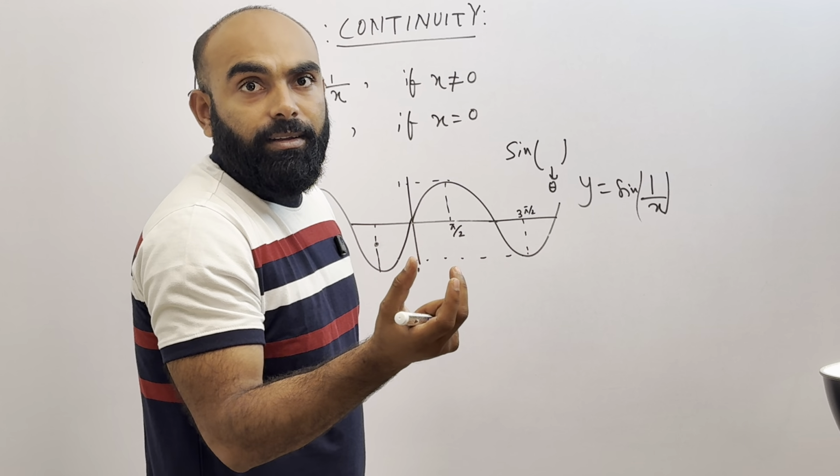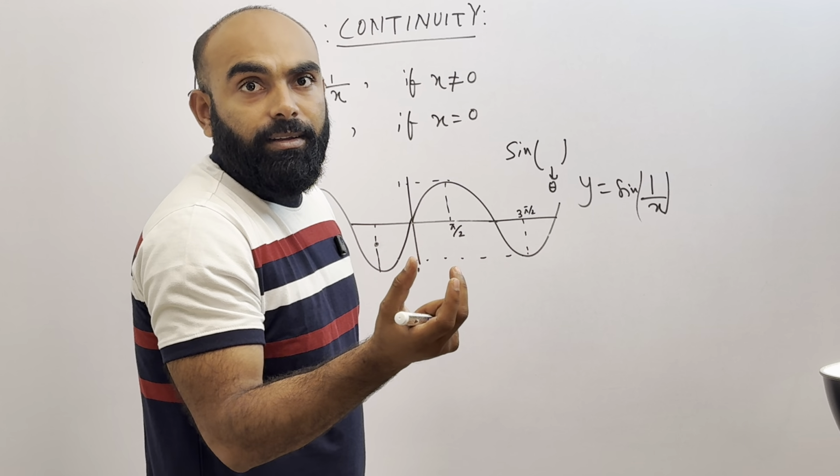Okay. Now see, what will I do? Go in the function. Which function? This function. And in place of x, keep 0 minus h. So limit h tends to 0, minus h whole square, sine of 1 by minus h.